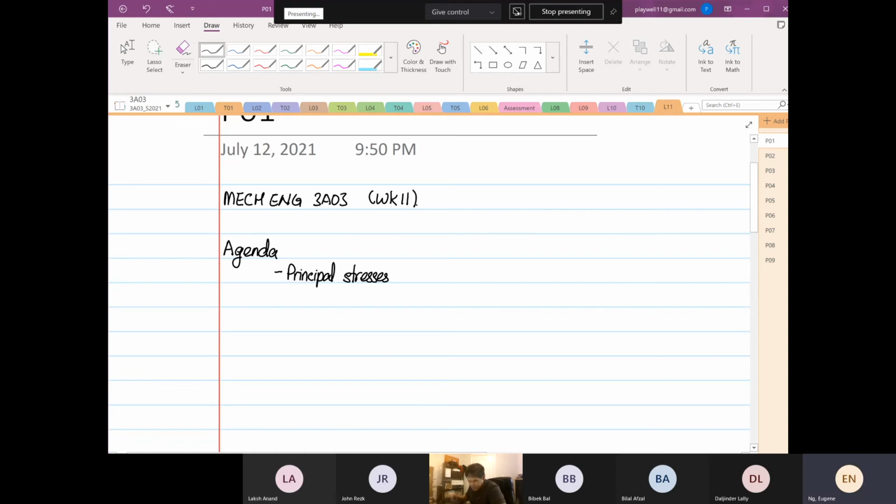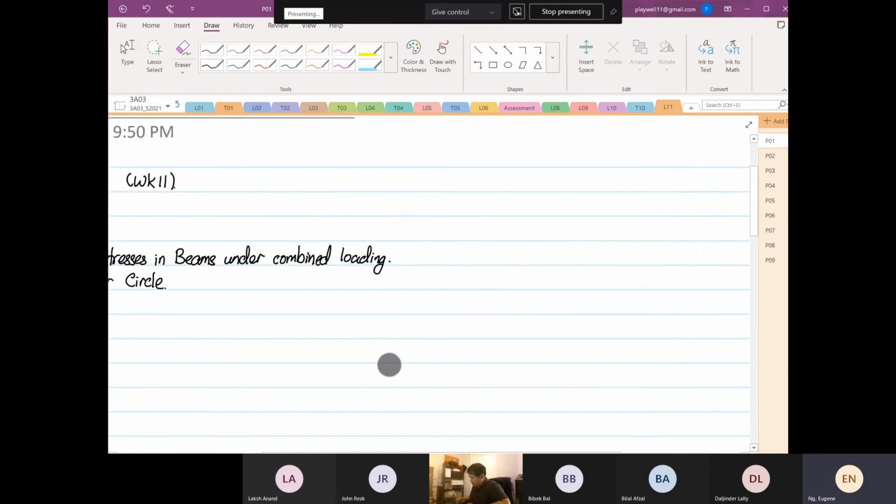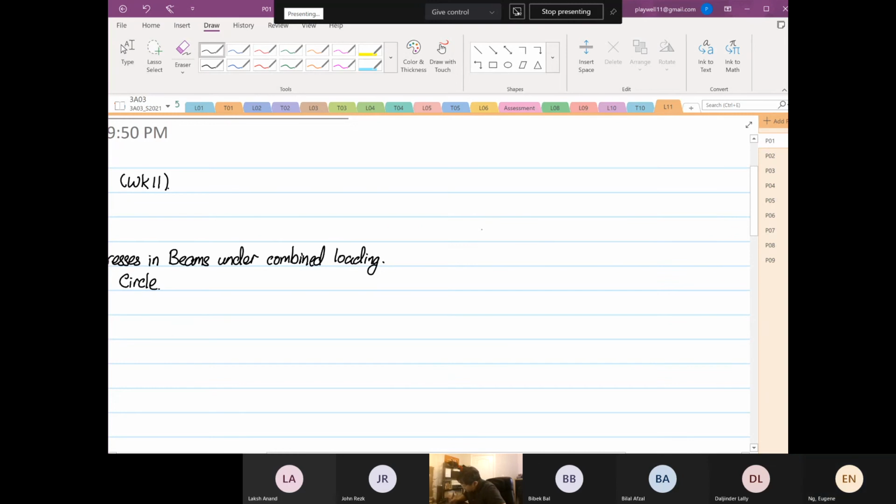We'll look at principal stresses in beams under combined loading. And then after this, we're going to do the 3D Mohr circle. Okay. Then our final exam.